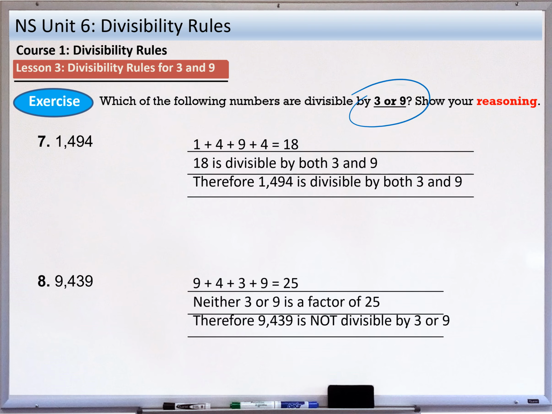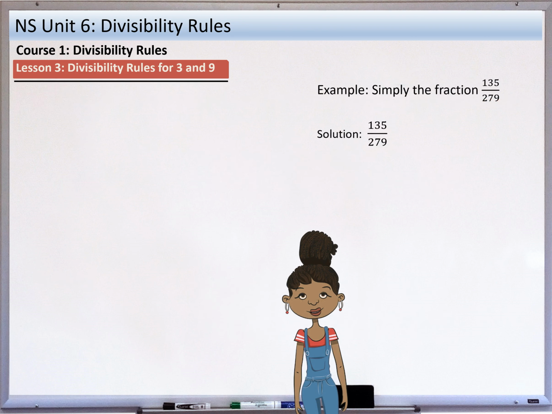9,439: 9 plus 4 is 13, plus 3 is 16, plus 9 is 25. 3 is not a factor of 25, 9 is not a factor of 25, so 3 and 9 are not factors of 9,439. So how can we use this?